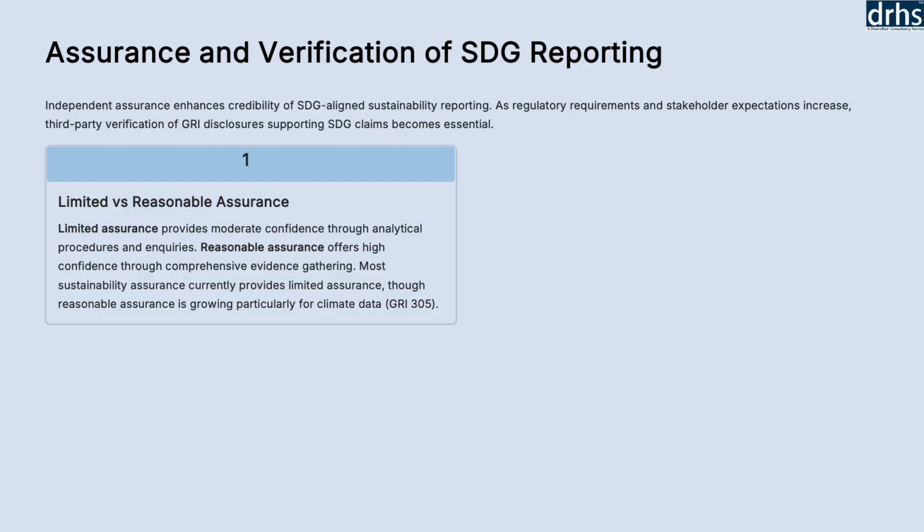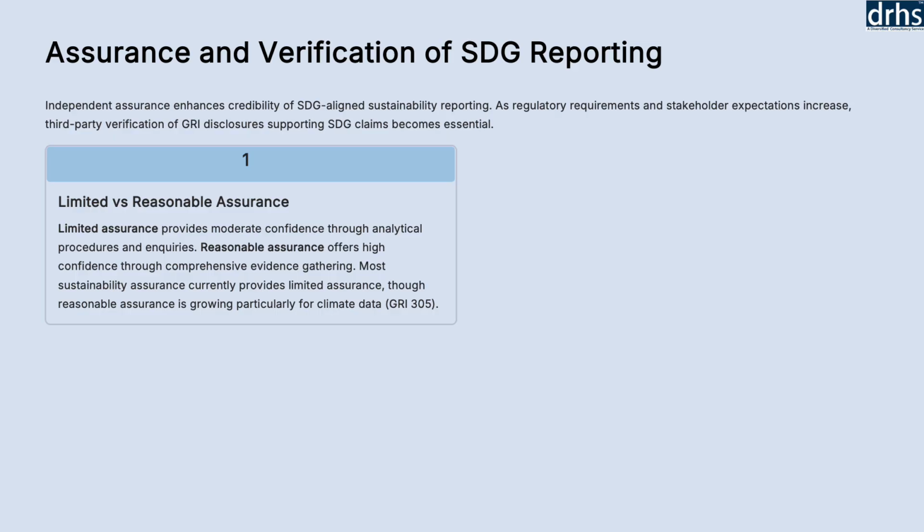1. Limited versus reasonable assurance. Limited assurance provides a moderate level of confidence that reported sustainability information is free from material misstatement. It is typically based on inquiry, analytical procedures, and selective testing, and is widely adopted for first-time assurance engagements. Limited assurance is cost-effective and suitable where data systems are still maturing, offering stakeholders comfort over the plausibility of SDG-linked disclosures.